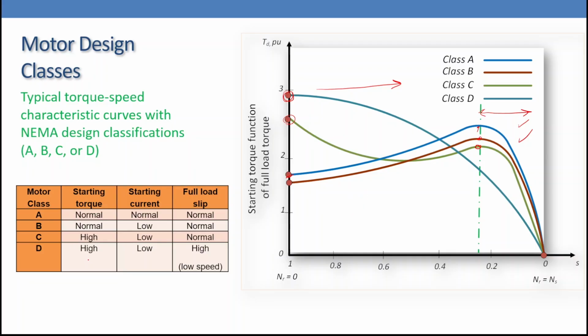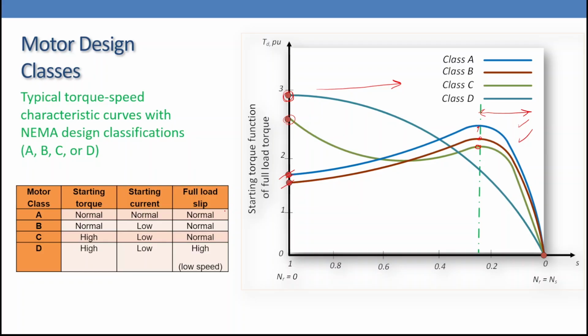Looking at this table, class A has normal starting torque like this one, and definitely class B has normal starting torque because they are close, but class C has high starting torque and class D has high starting torque as well. Regarding the current, class A has a normal current, which is something like 6 to 8 or 6 to 9 times the full load current. We are going to see that one in the next slides. But compared to class A, classes B, C, and D have lower starting current.